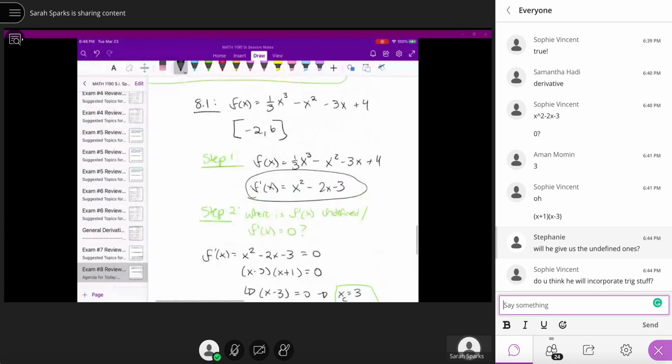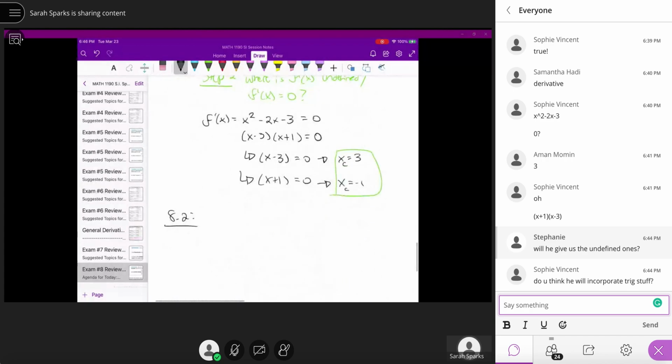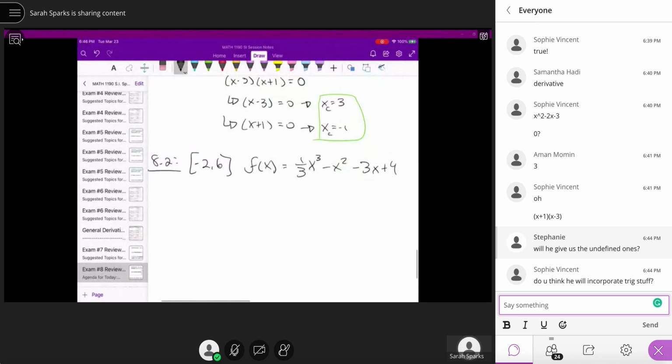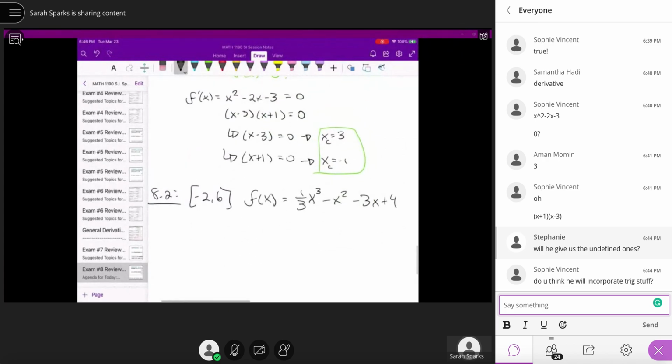I'm just going to rewrite it. The function was 1/3 x cubed minus x squared minus 3x plus 4. Alright, so neither of our critical points were the endpoints, so we do have to include these endpoints when we evaluate everything.